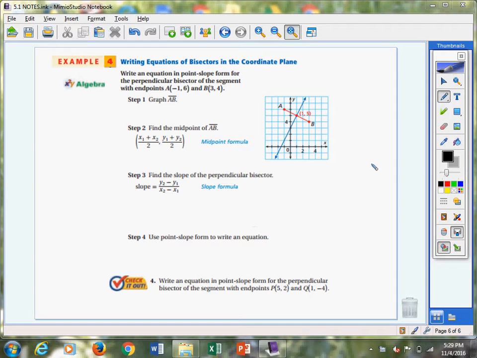Back. We're in section 5.1. We're going to do example 4, and we're going to write equations of bisectors in the coordinate plane. So yeah, you guys, you're going to get to use your algebra. I know you're excited about that.